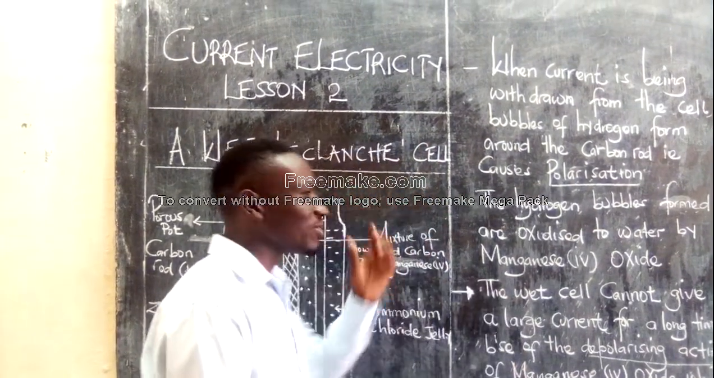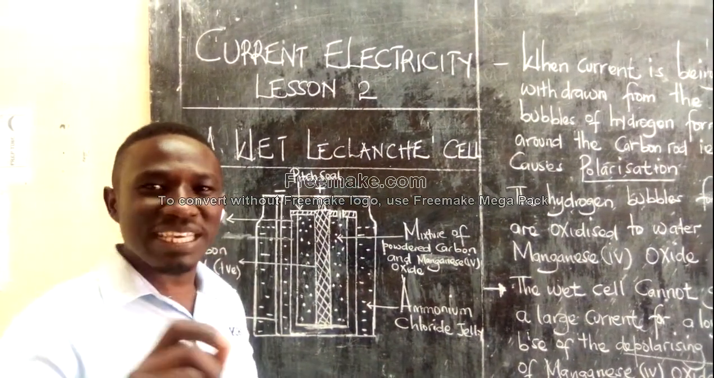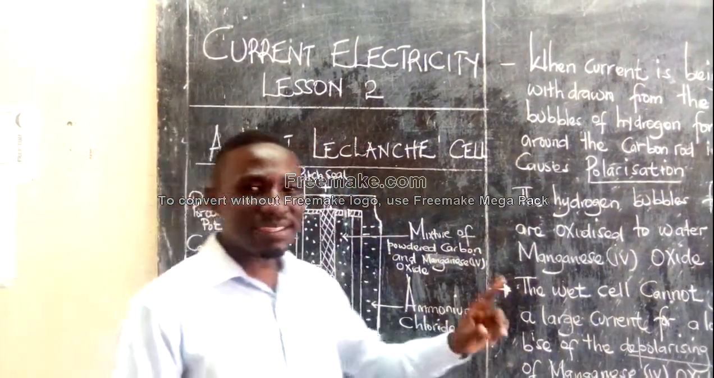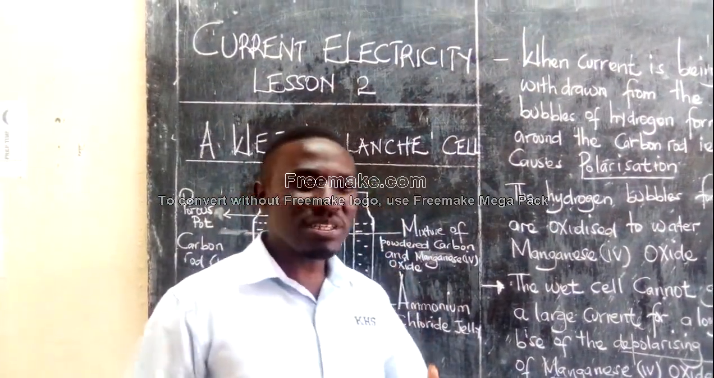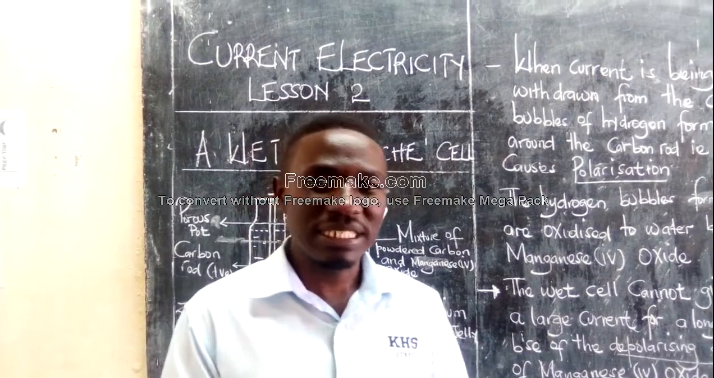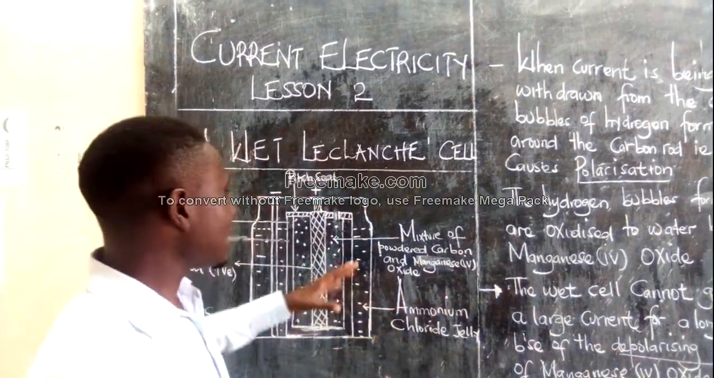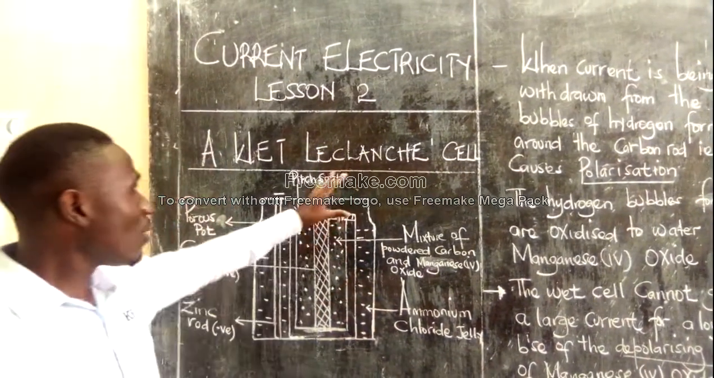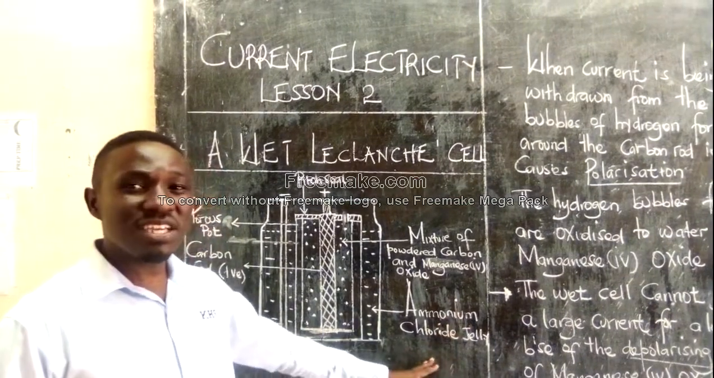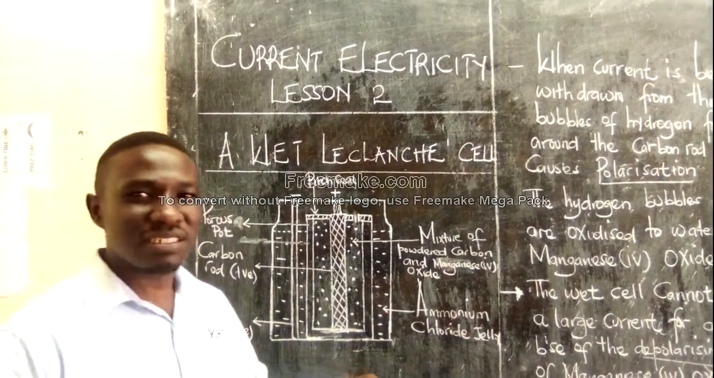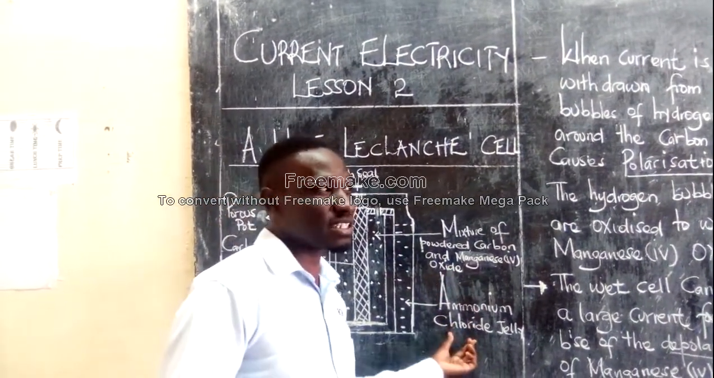Now today's lesson, members, let us look at another example of a primary cell, which is called a wet Leclanché cell. A wet Leclanché cell is simply a modification of a simple cell. The only difference here is that, as you can see, in our wet Leclanché cell we shall have ammonium chloride. This ammonium chloride jelly is actually replacing the dilute sulfuric acid of a simple cell.